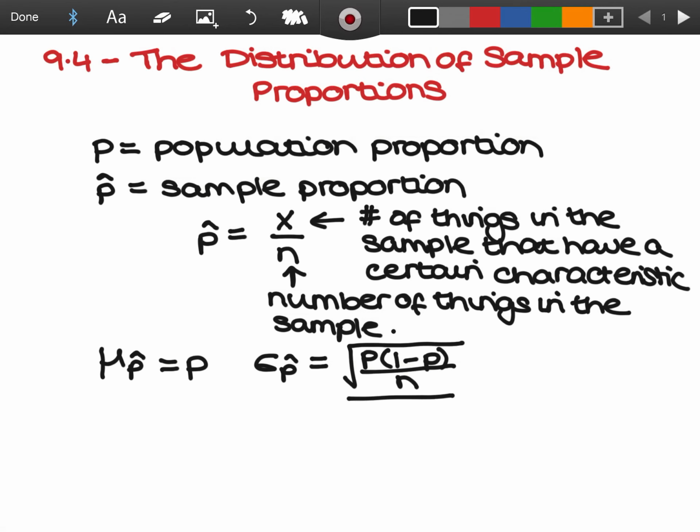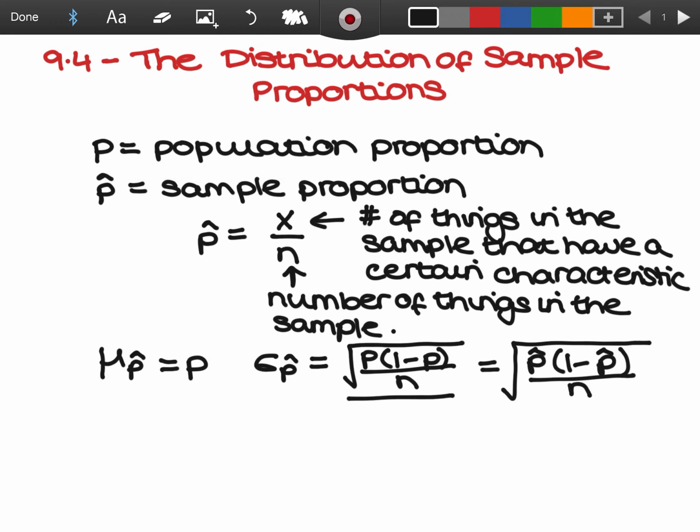But as I said, normally you don't have that population proportion. You normally have no idea what it is. So what we tend to do is estimate the population proportion by using one of our sample proportions. That should give you a pretty accurate indication of what the standard deviation of the sample proportions is, just by using that sample proportion instead of the population proportion, because you would hope that they would be very close together.